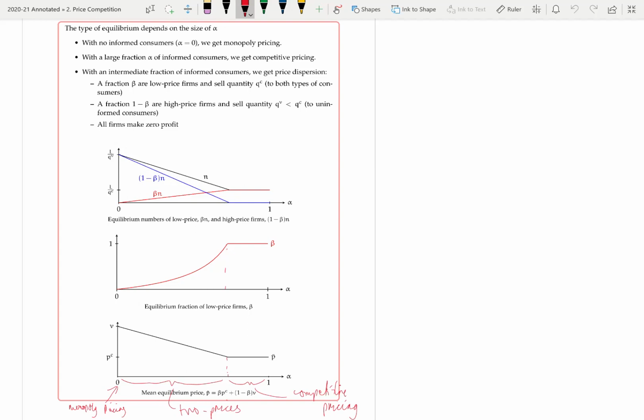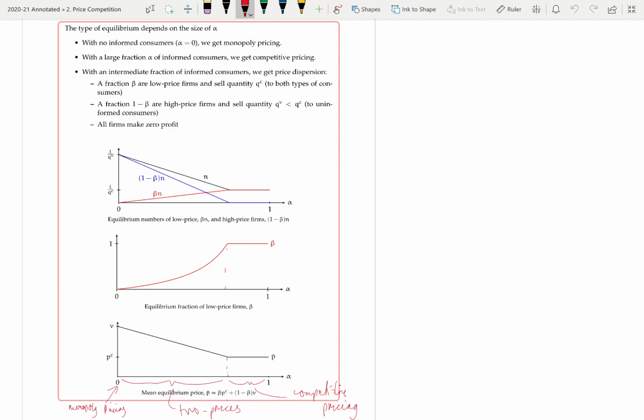So this is just one explanation for why we might get price dispersion. The idea is that we have two different types of consumers with different search costs, and because of the U-shaped average cost, we can have two different types of stores, some stores selling at a low price to both types of consumers, some selling at a high price to only the uninformed consumers, and both types of firms are making 0 profit. There are other explanations.